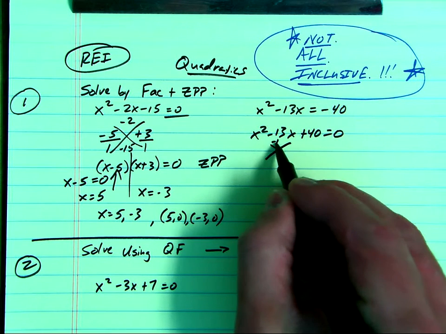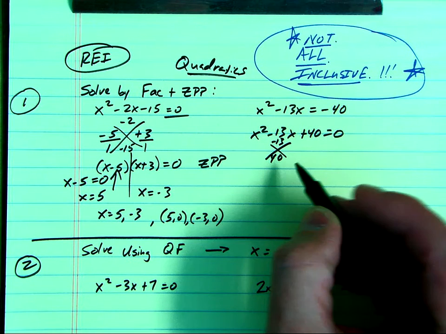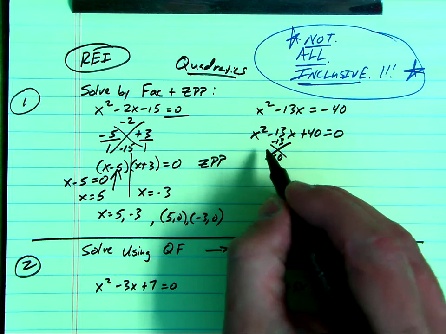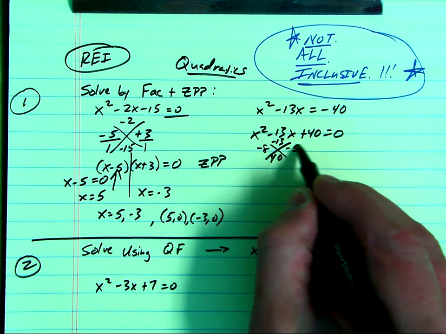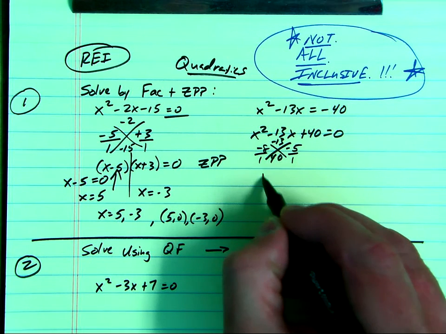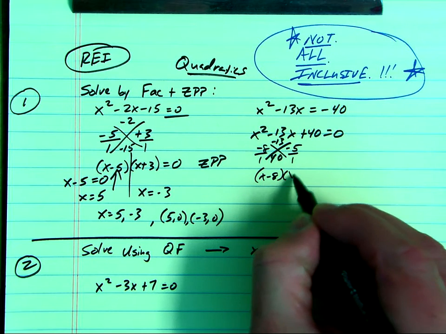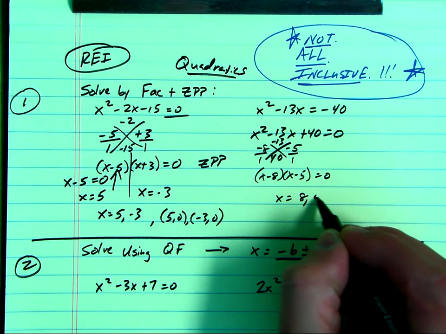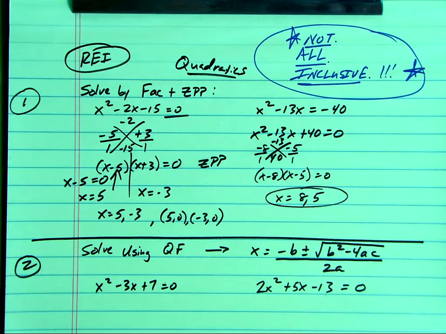Now, what are my two numbers that work here? Anybody? 8 and 5, but in this case they're both negative. Okay? So we got x minus 8 and x minus 5. So that means x equals positive 8 and positive 5. Okay? That's it for that video.